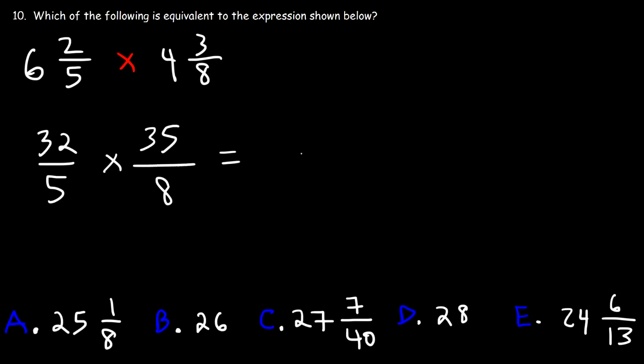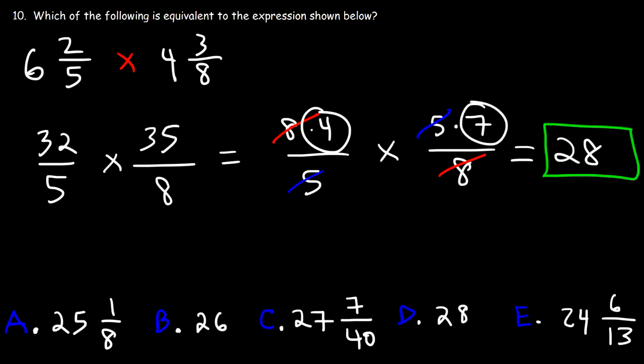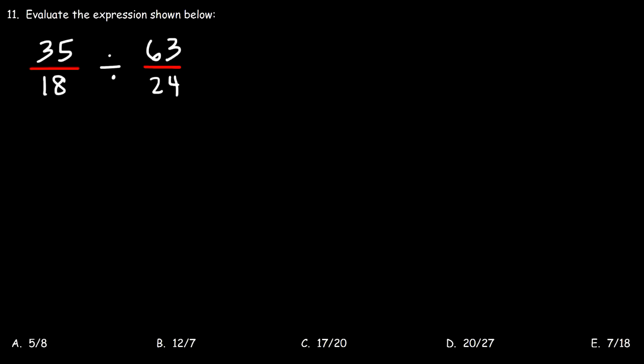For instance, 32 is 8 times 4. 35 is 5 times 7. So notice that we can cancel an 8 and we can cancel a 5. And there's no more fractions left over. So the final answer is simply 4 times 7, which is 28. And that's it. So before multiplying two large numbers, see if you can simplify and cancel. D is the right answer.